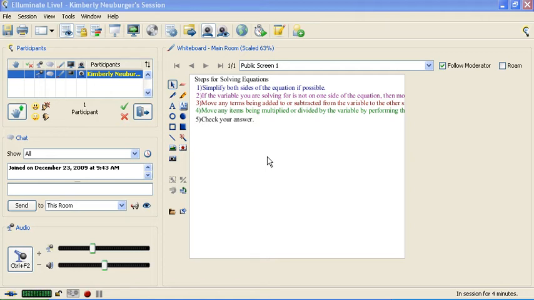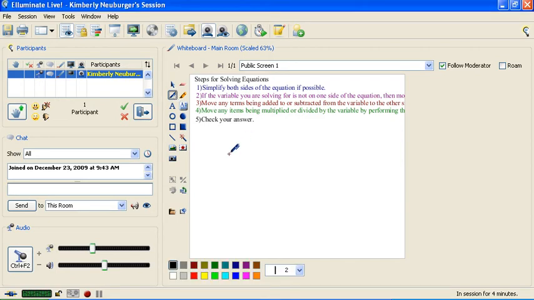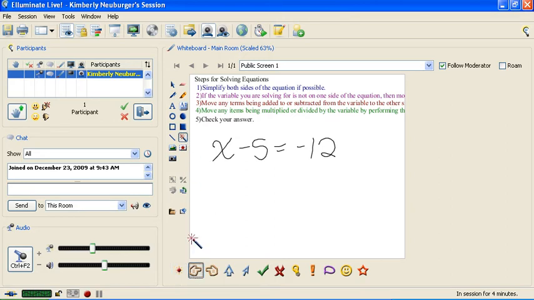So we're going to start with a basic equation that is just going to be x minus 5 equals negative 12. Now, a few of you may even be able to look at this equation and know what value to plug in for x just by looking at it. However, we're going to go through each of these steps so that you can see what you should do on each of those steps.